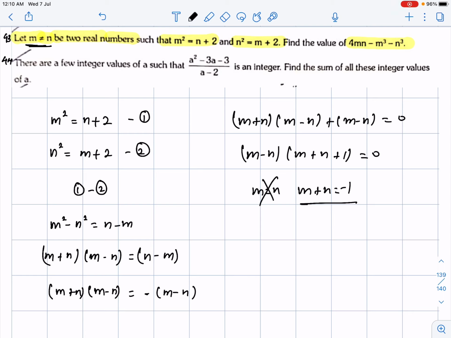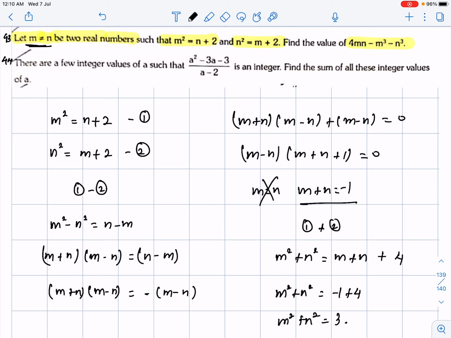Now I'll add the first equation and second equation. So we'll get m square plus n square is equal to m plus n plus 2 plus 2, that is 4. m plus n plus 4 it will be. So m square plus n square will become minus 1 plus 4, that is m square plus n square is equal to 3 will be achieved by us.